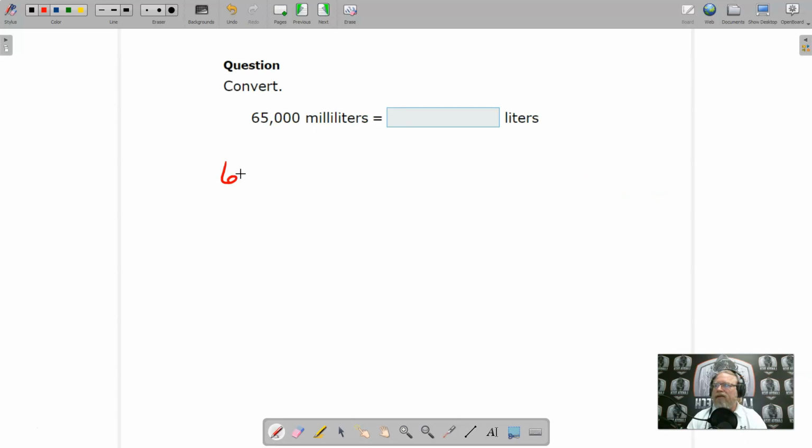On the next one, I have 65,000 milliliters, and I need to get to liters. So I'm down here at milliliters, right? And I need to get back to liters. In between that is centiliters and deciliters. So I need to go 1, 2, 3 places to the left. So I'm going to move my decimal 1, 2, 3 places to the left. So 65,000 is going to become 65. So 65 liters.